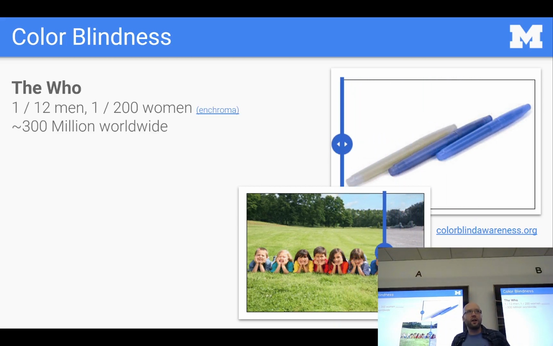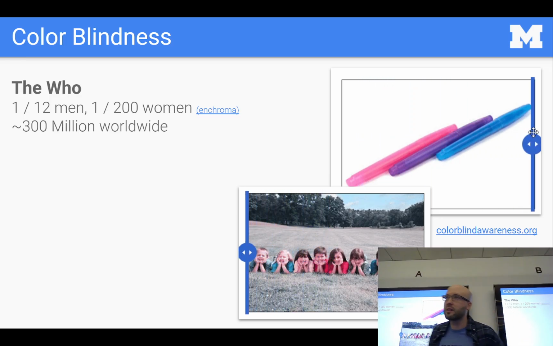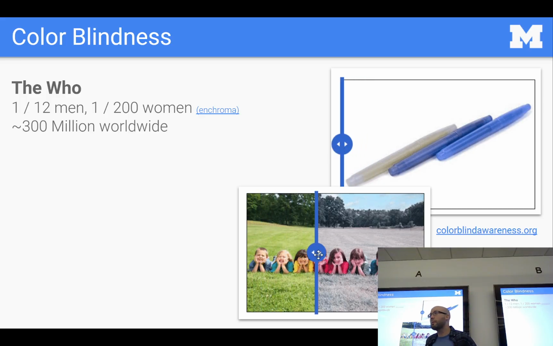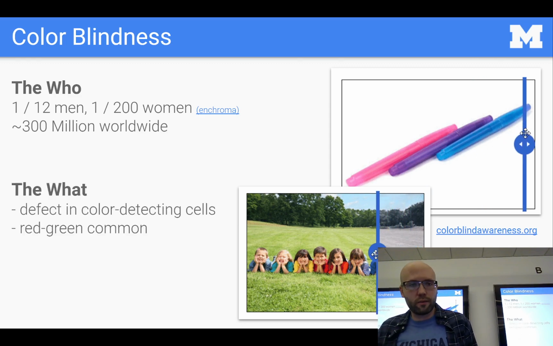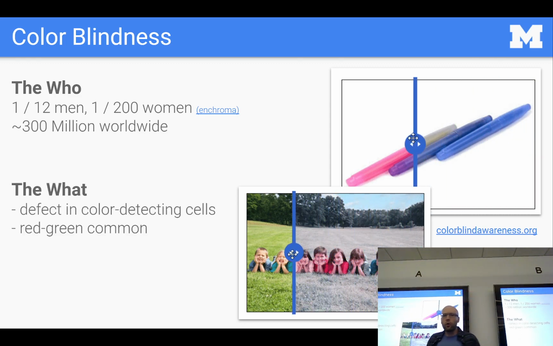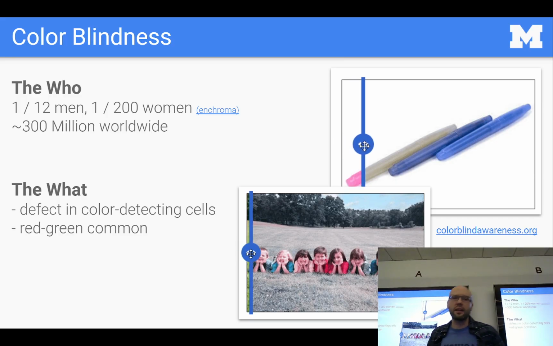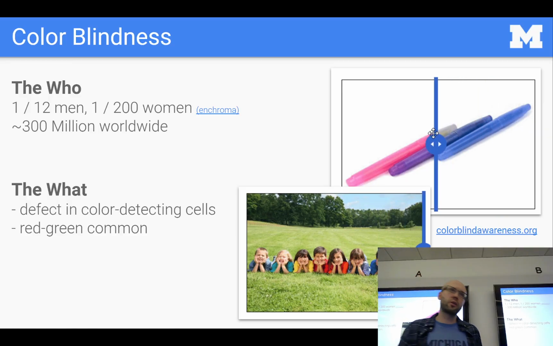1 in 12 men and 1 in 200 women will be impacted by color blindness. That means a lot of people in the world have this problem, okay? If you are looking for a big market, this could be one. It's often related to a kind of defect in color detecting cells in your eye, and red-green color blindness is the most common.